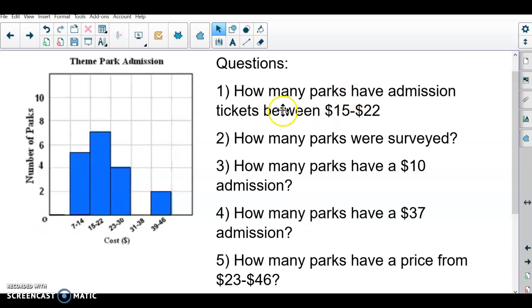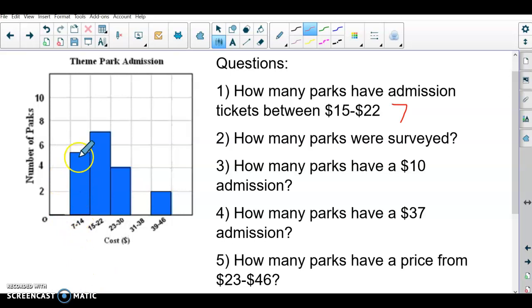So how many parks have admission tickets between $15 and $22? That would be this bar right here. And we look over, and that's going to be 7. Okay, hopefully you already had determined that. How many parks were surveyed? Okay, so how many responses did we get? Well, how would you do that? Pause the video, take a look, and then unpause when you're ready to hear the answer.